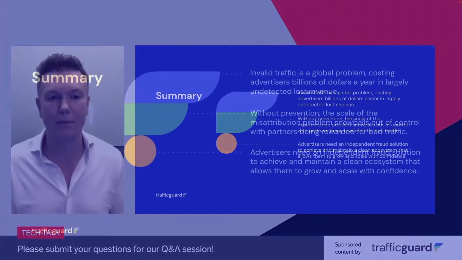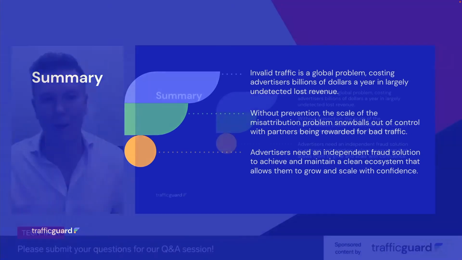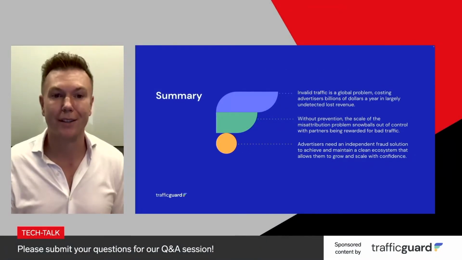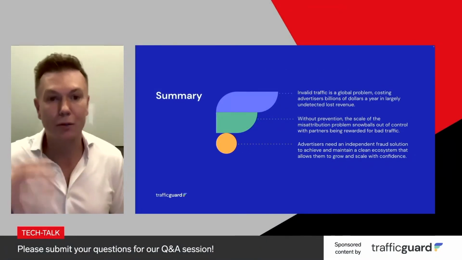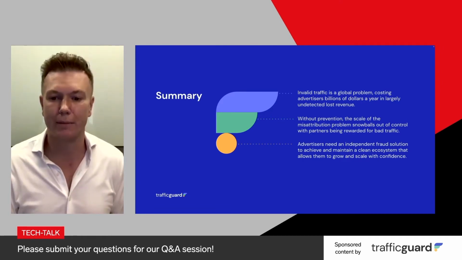So in summary, invalid traffic is a global problem, and it costs advertisers billions of dollars a year, and it's largely undetected. So if you think that you might have fraud, you're right. If you're sat here thinking, oh, we don't need this, we don't have any fraud, you're wrong. The only question is, how much fraud do you have? And what is the business opportunity for removing it?